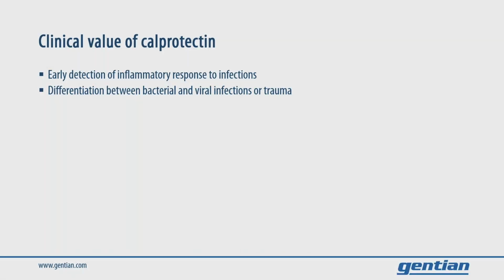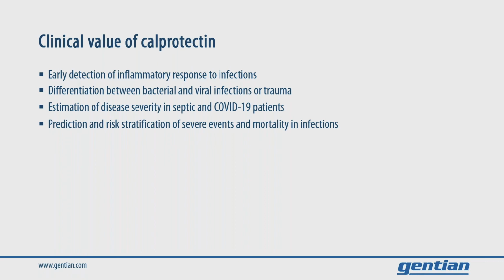Calprotectin can differentiate between bacterial and viral infection as well as sterile inflammation like trauma, which is crucial for the appropriate treatment decision. Calprotectin can also indicate the level of severity both in bacterial infections and COVID-19 patients, helping clinicians to identify patients in need of extra care and follow-up. Calprotectin is also a prognostic marker and can predict severe events and mortality, aiming to help prevent the development of sepsis and severe events in bacterial infections and COVID-19 by aiding in targeted patient care and treatment.